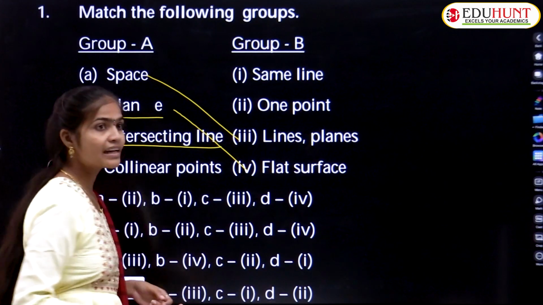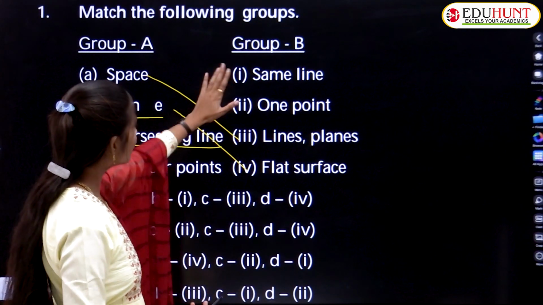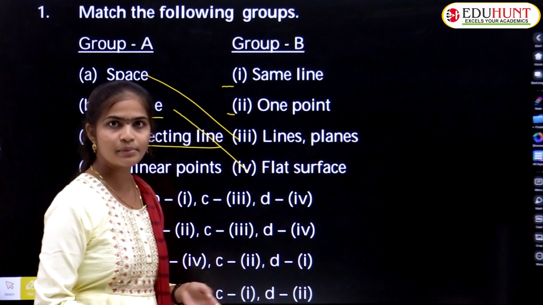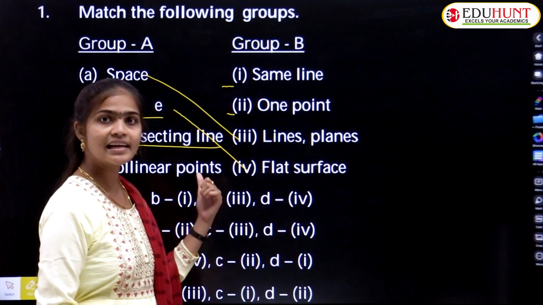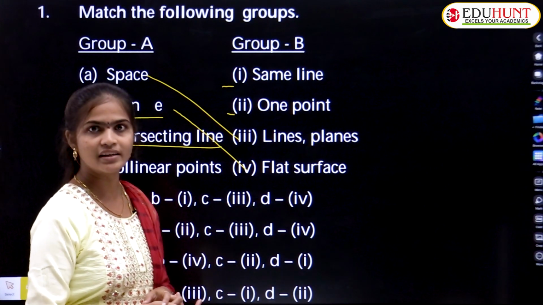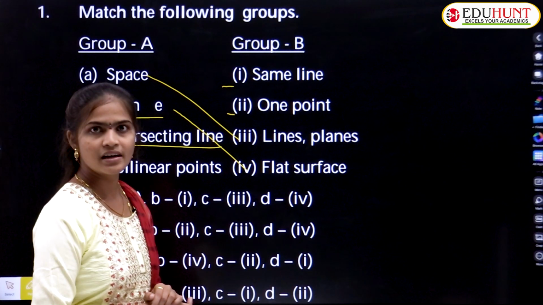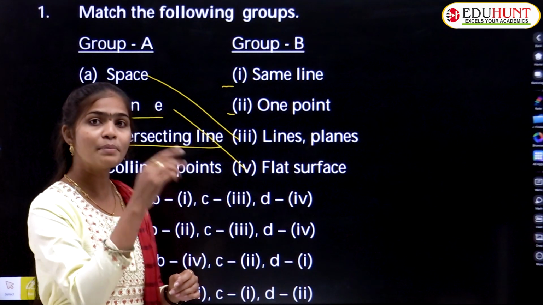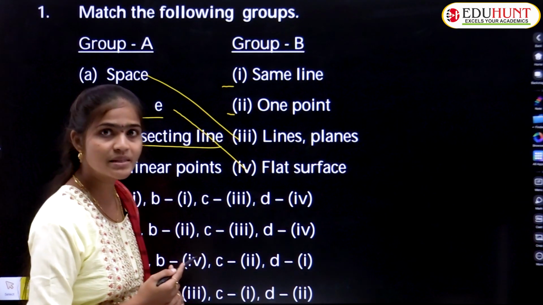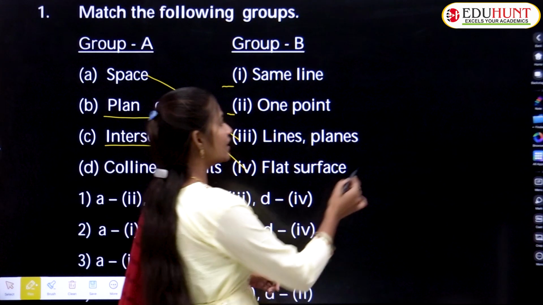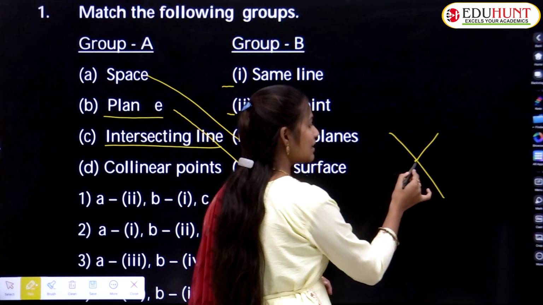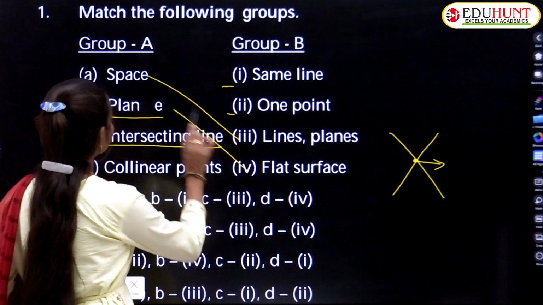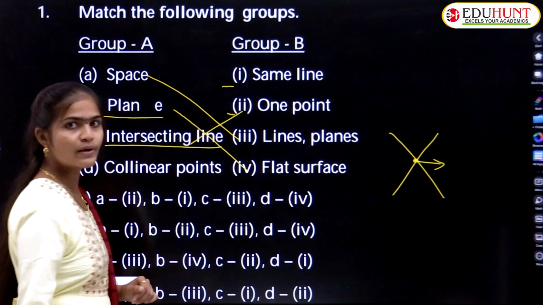Okay, so how many points are they asking? According to the group B options, we have only two. The same line is there. We are saying intersecting lines means two lines must be required, so the first option is not correct. Come to the second one: through one point. Yes, obviously two lines pass through the same point. Same point means we are taking a single point, an intersecting point. So how many points are there? 1 point. So intersecting lines, that is 1 point.